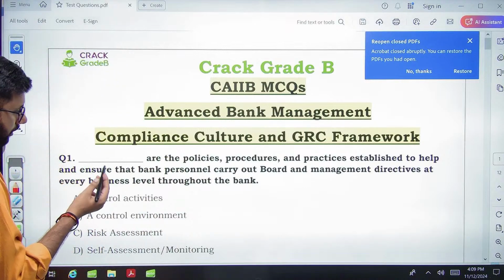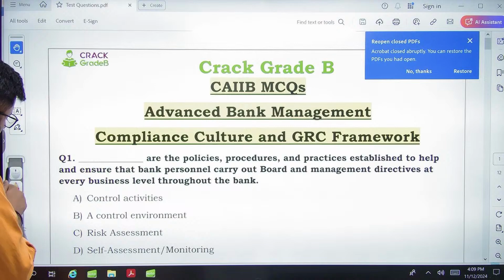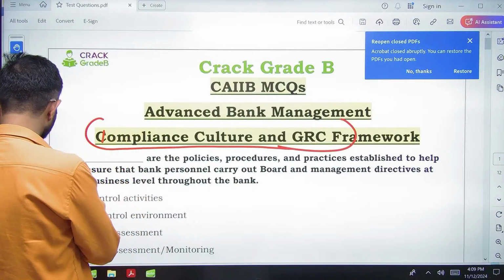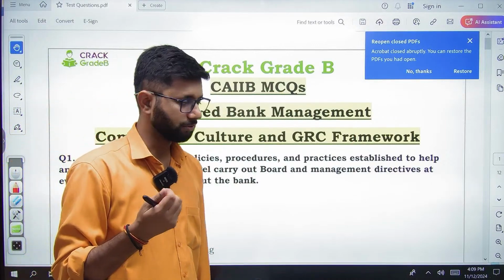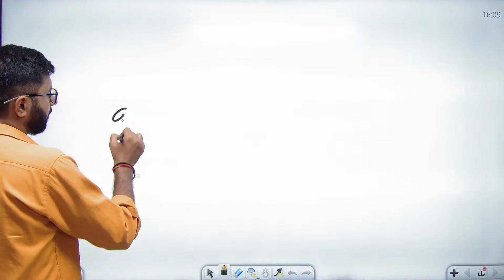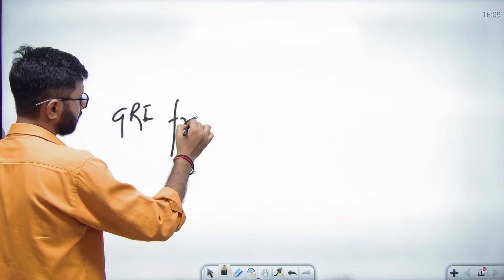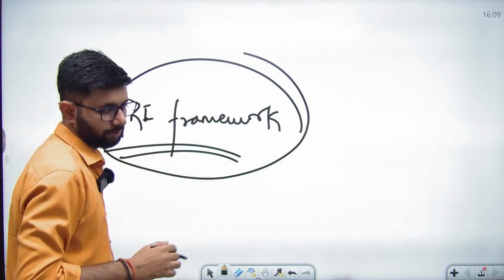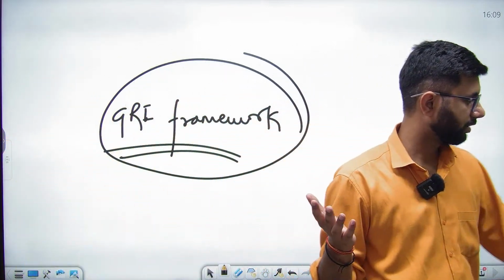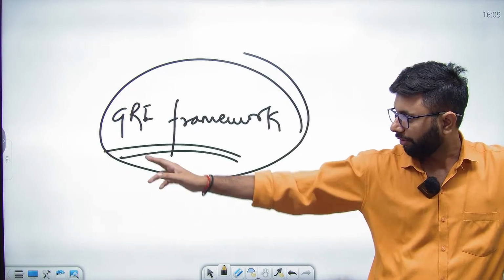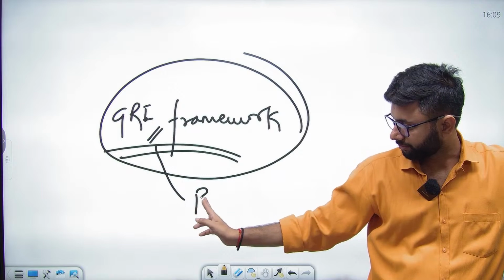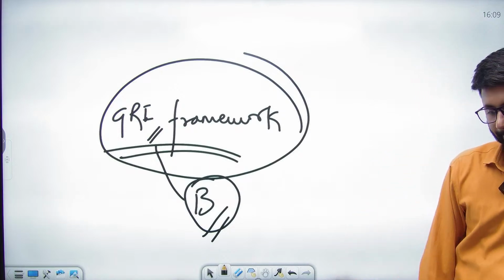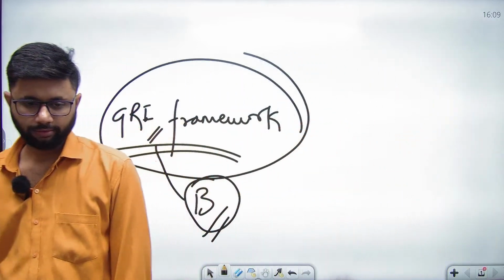Okay, so let's start with the first session with respect to compliance culture and GRC framework. Before doing MCQs, just like we always do, we try to understand the topic a little bit. So let's see what we mean by GRC framework, especially in the banking ecosystem. If I may ask, what do you mean by GRC? If anyone of you can tell, what is GRC in the banking ecosystem? What do you think GRC is all about? Anyone?